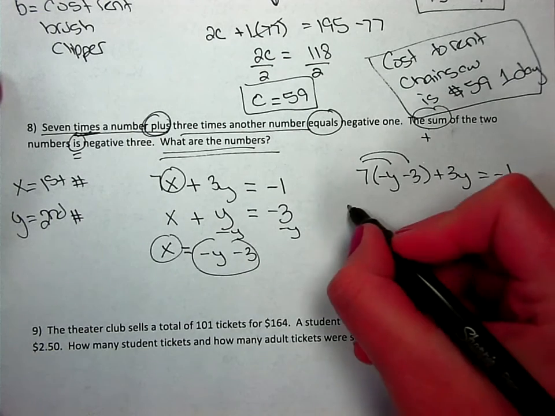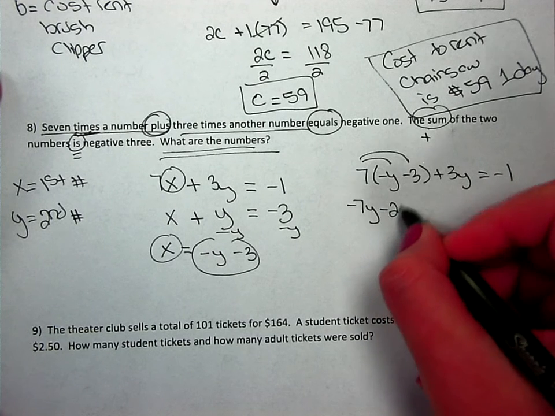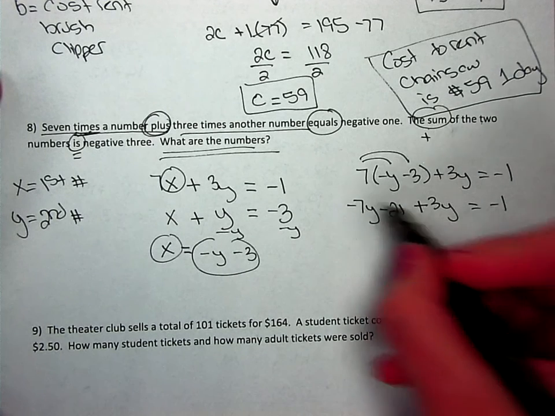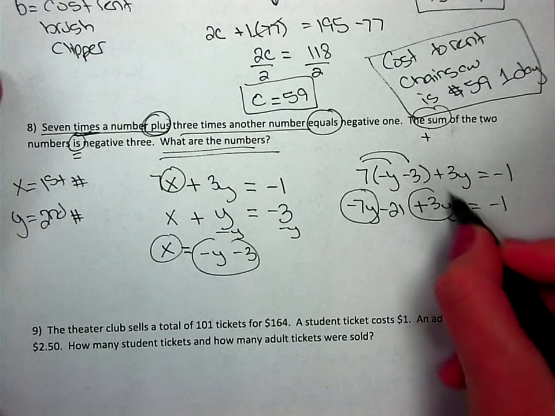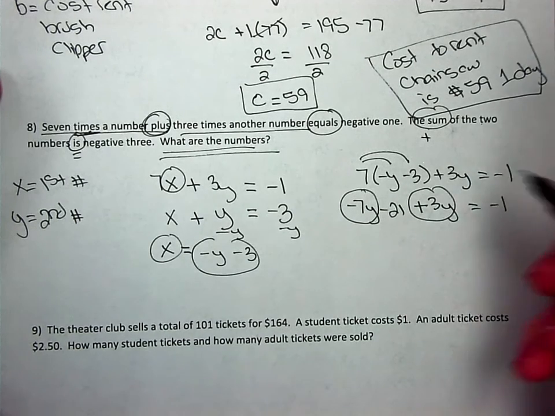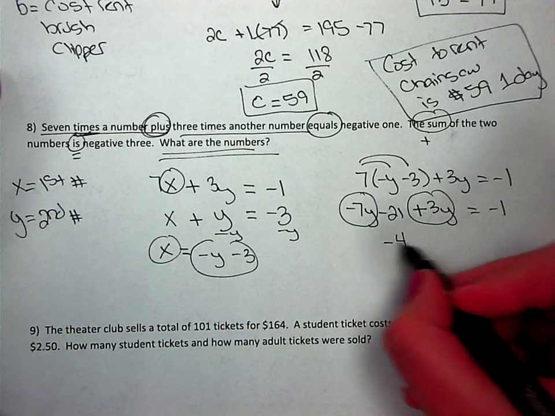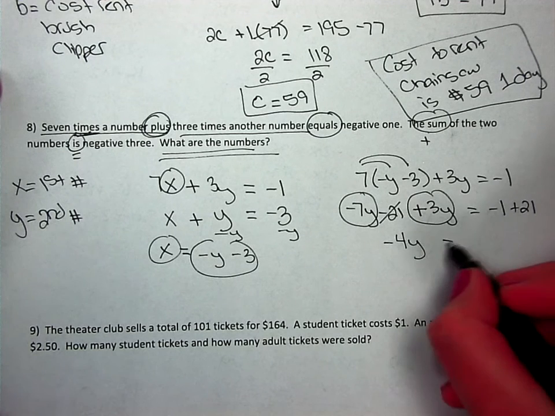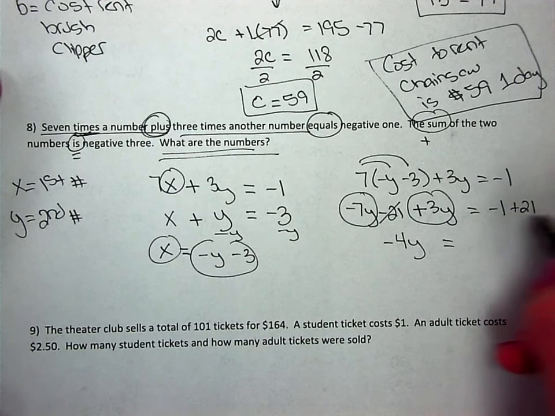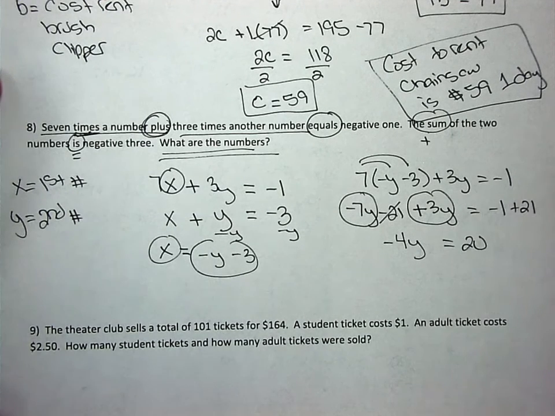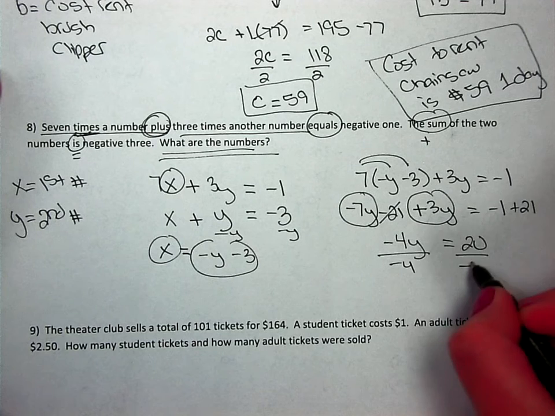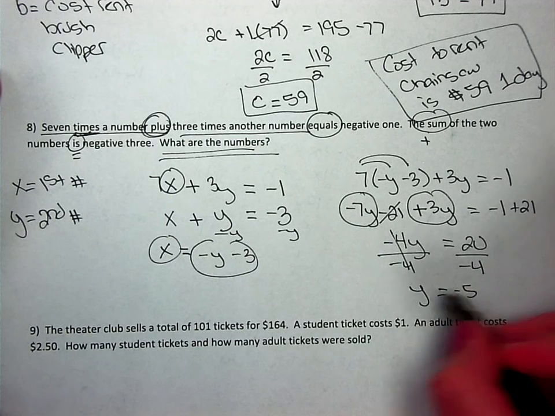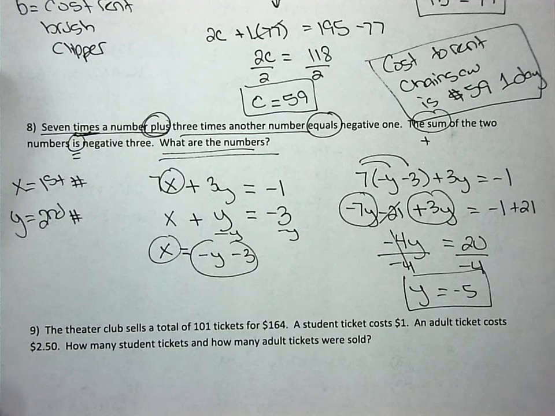Distribute your 7, so I have -7y minus 21 plus 3y equals -1. I'm going to have to combine like terms, so that adds up to -4y. Add the 21 to the other side, combine like terms, and that equals 20. Divide both sides by -4, and y equals -5.